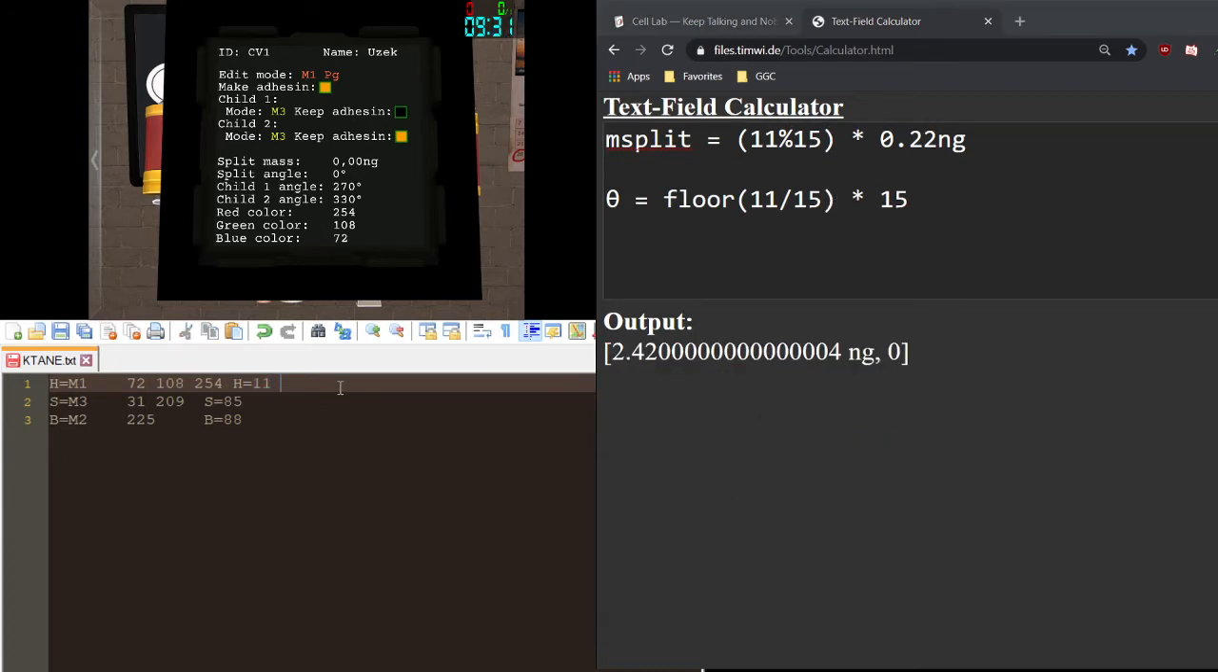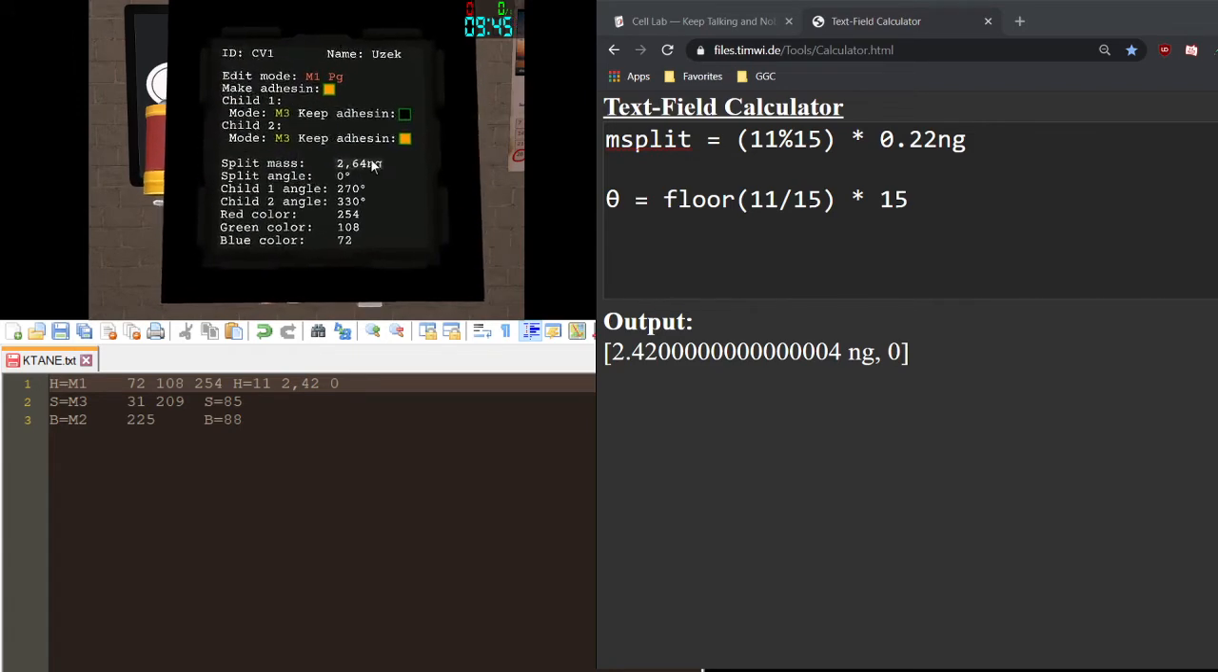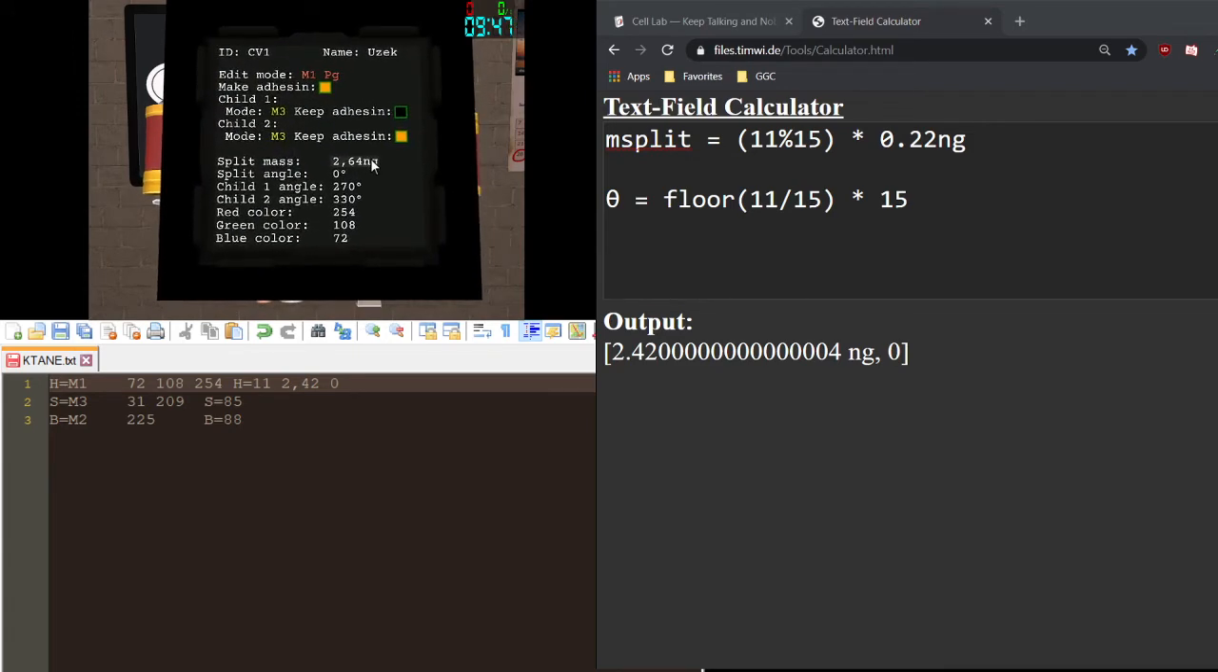The first number represents the split mass, which is 242. And the second number represents the split angle, which just so happens to be 0. So we can go ahead and set our cell information that we just gathered. Split mass is 242. Oops, I went over. How do I get back? Just keep clicking until it goes back to 242. And the split angle is, well, 0.